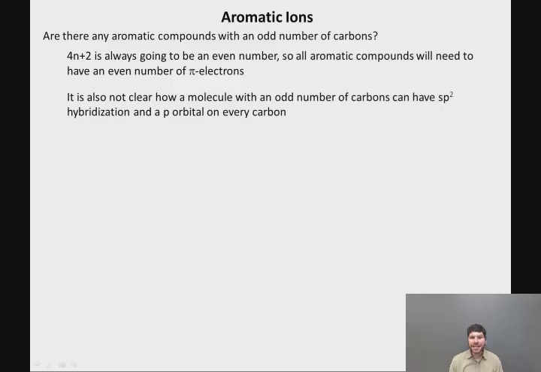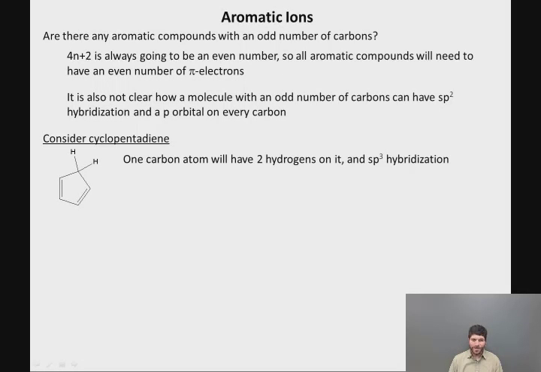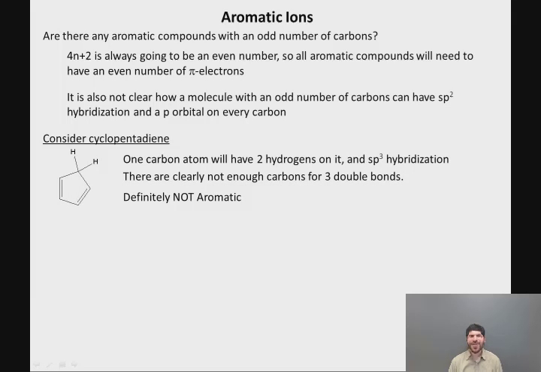It's also not clear how a molecule with an odd number of carbons can have sp2 hybridization and a p orbital on every carbon. So let's look at an example. Let's consider cyclopentadiene. One carbon, carbon 5 in the proper numbering scheme, will have 2 hydrogens on it, the one at the top, and sp3 hybridization. There are clearly not enough carbons to have 3 double bonds in cyclopentadiene, so this molecule is definitely not aromatic.